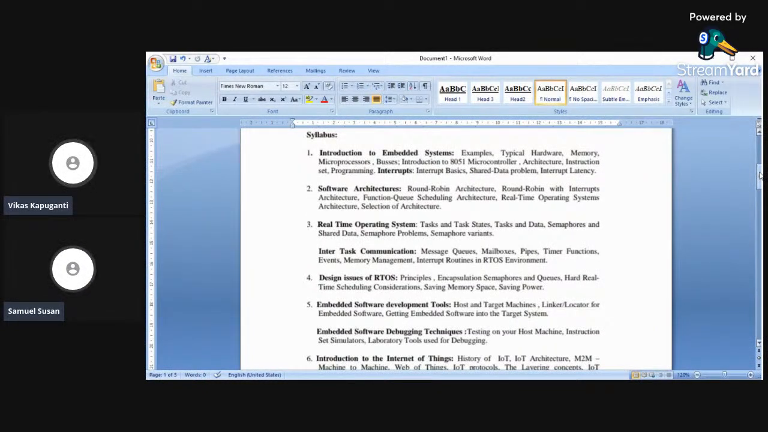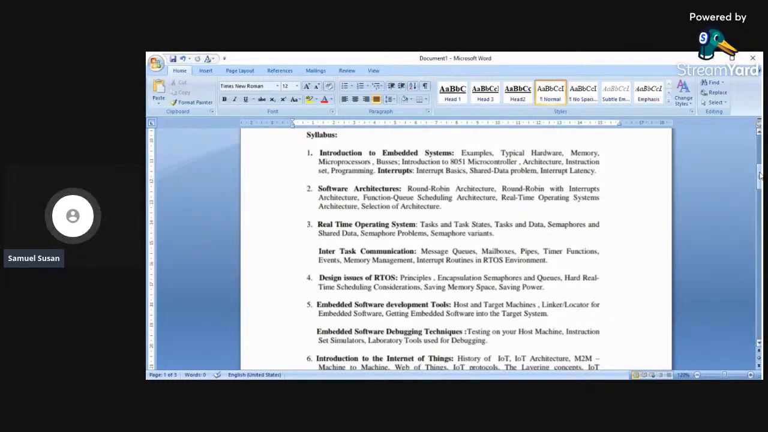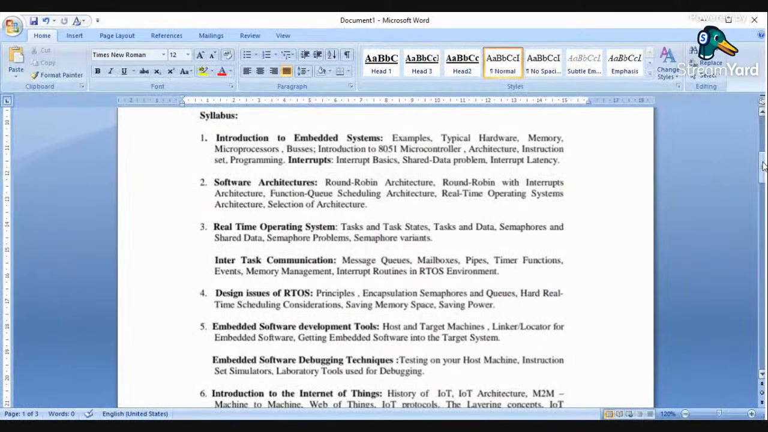So there's another question: what about the fifth chapter? Fifth chapter is okay, from the textbook, it is actually I think the eighth and ninth chapters. You can see how a linker or locator is used for embedded software, right? And the next one is testing on your host machine, right? Because that's a very small topic actually. The only thing is after developing, how you are going to put it in the target system and how you are going to test it. Those are the two possible questions here, right? Because there are a lot of debugging tools.